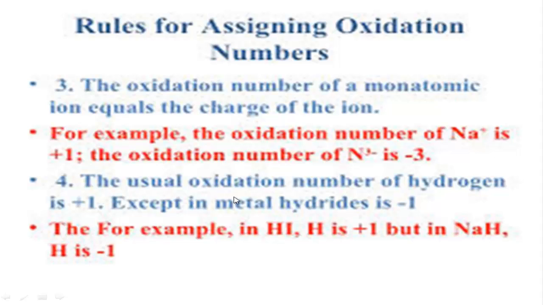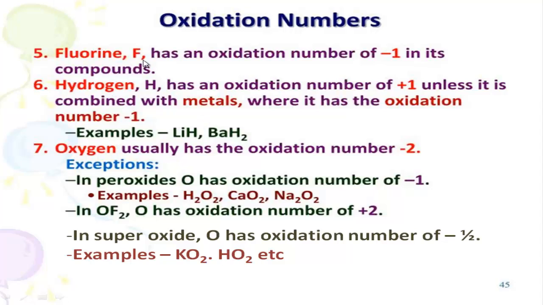Then the usual oxidation number of hydrogen is +1 except in metal hydrides. Generally, when hydrogen forms a bond with a non-metal, its oxidation number is +1. But when it forms a compound with a metal, its oxidation number is -1, for example in sodium hydride or any metallic hydride. Now, fluorine, a halogen atom, its oxidation number is always -1.